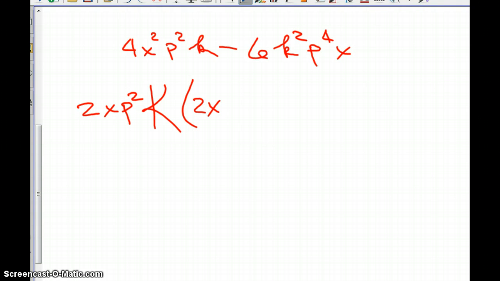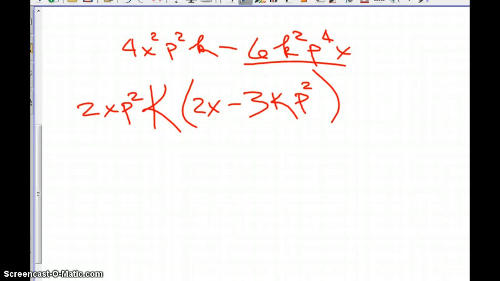What do I have left? 2x. Is that all I have? Yep. No. Well, then you have a subtraction sign. What do I have here? 3k. P squared. And that's it. Call this the anti-distributive property. That's kind of what we call it. I call it anti-foil, anti-distributive, anytime you go backwards.